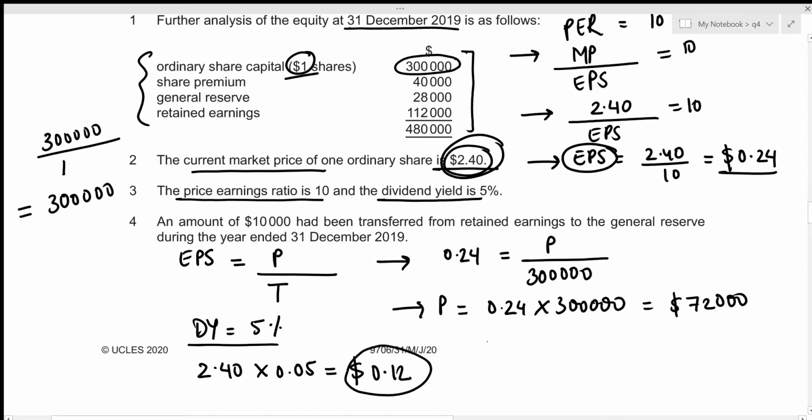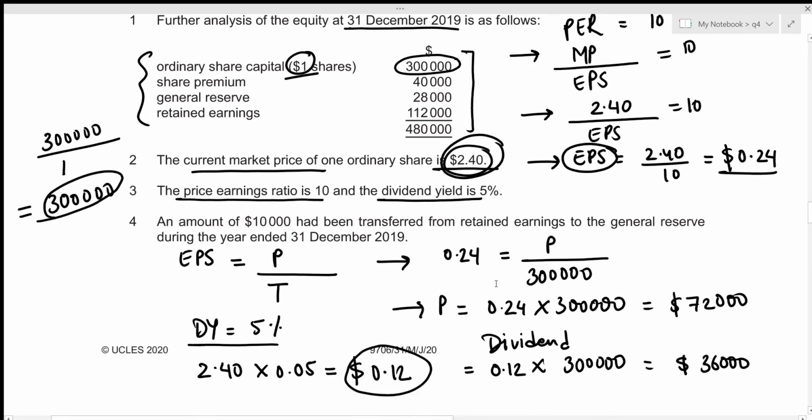Let's figure out the total dividend. In order to figure out the total dividend, we can just multiply the per share rate with the total number of ordinary shares, which we figured out above to be 300,000. Let's multiply these together. This will give our total dividend paid in this particular year: 0.12 times 300,000, which results in 36,000.